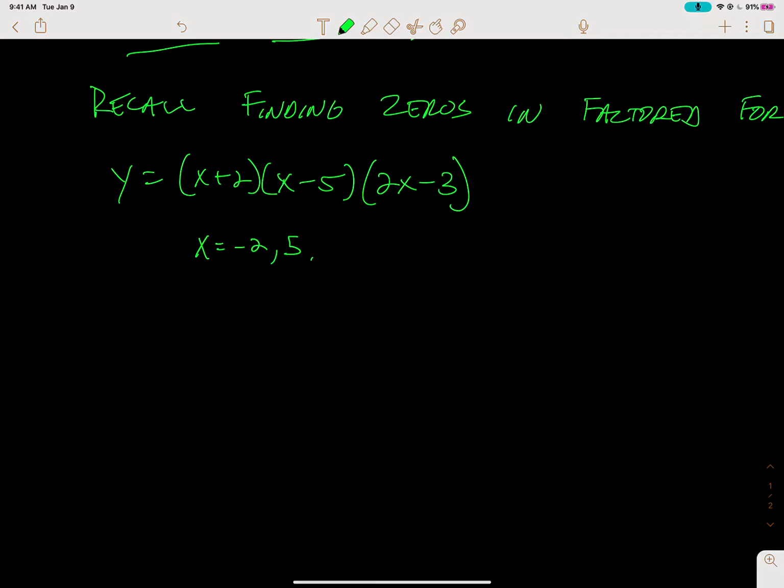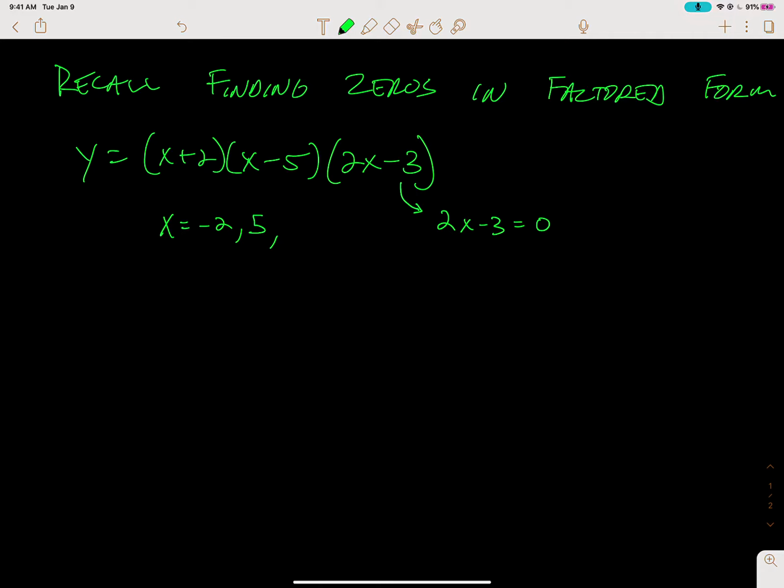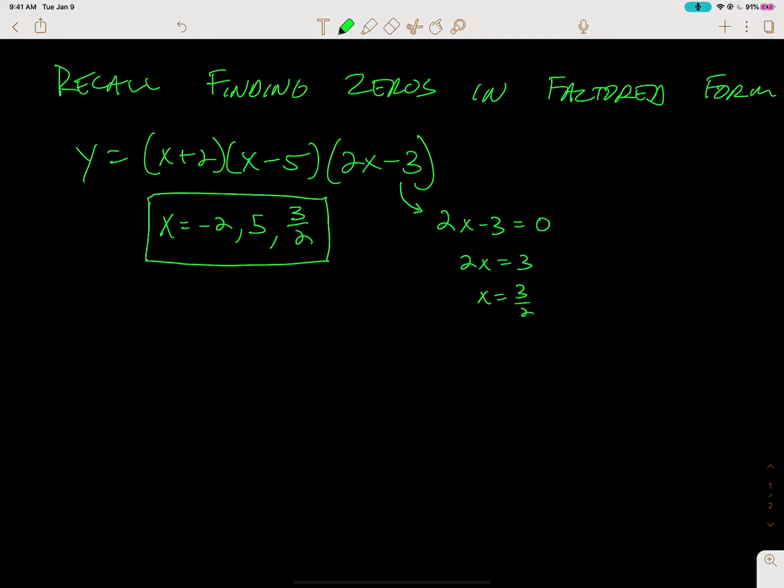And for 2x minus 3, it's not so easy, so the other way we think about this is we want this factor to equal 0. So we write 2x minus 3 equals 0, and we find the x that forces that entire factor to be 0. We add 3 to both sides, divide by 2, and we find that x is 3/2. So those are our zeros. That is how we find them in factored form.